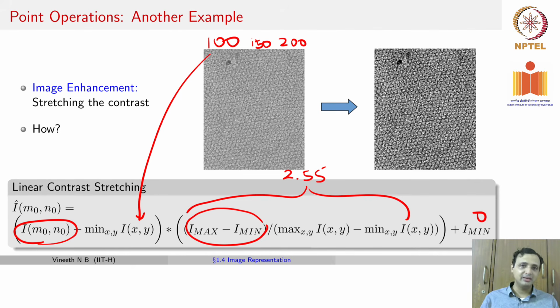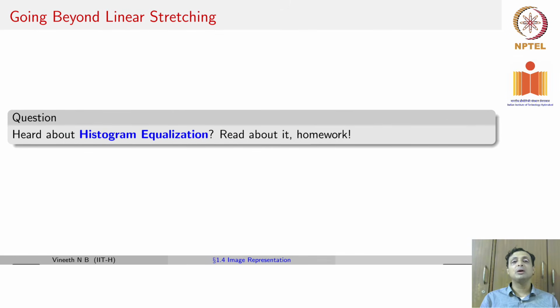So this is called linear contrast stretching, a simple operation again. But in practice, we do something more complicated. So we do what is known as histogram equalization. You may have heard about it, perhaps used it in certain settings. If you haven't, read about it, and that's going to be your homework for this particular lecture.